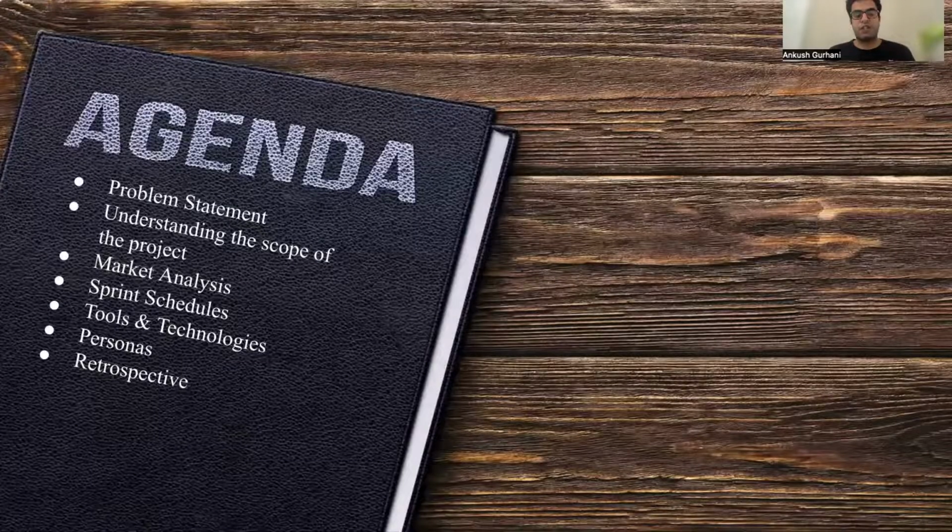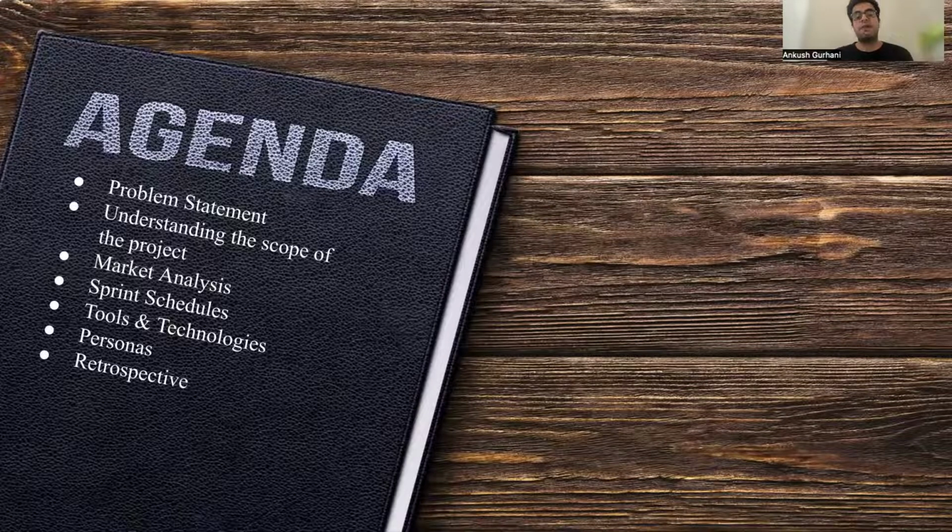The agenda of this presentation, the market go-to strategy. First, we are going to discuss the problem statement. Second, we're going to understand the scope of the project. Thirdly, we're going to understand the market analysis and the products that exist in the market. Fourth, the sprint or the schedule, where we have distributed the deliverables into 4 different segments. We're going to discuss that.